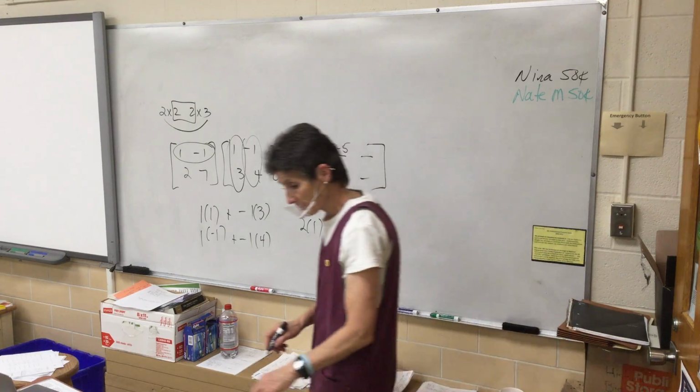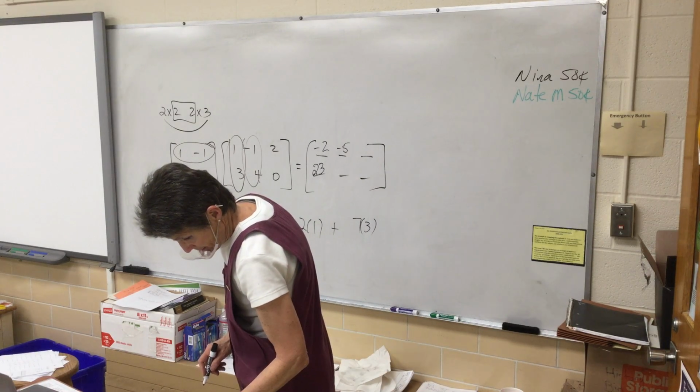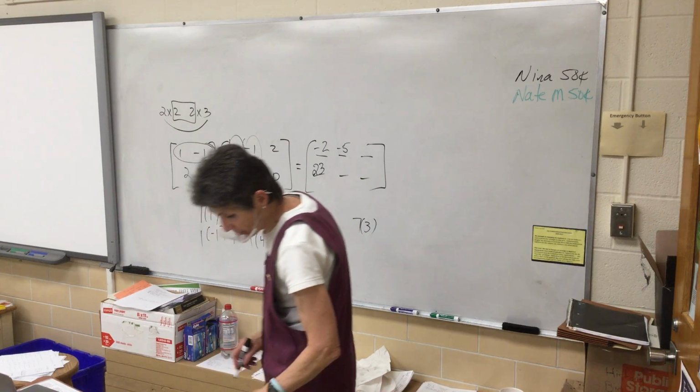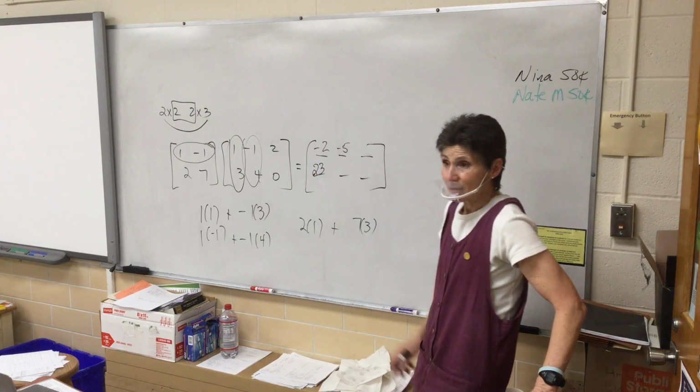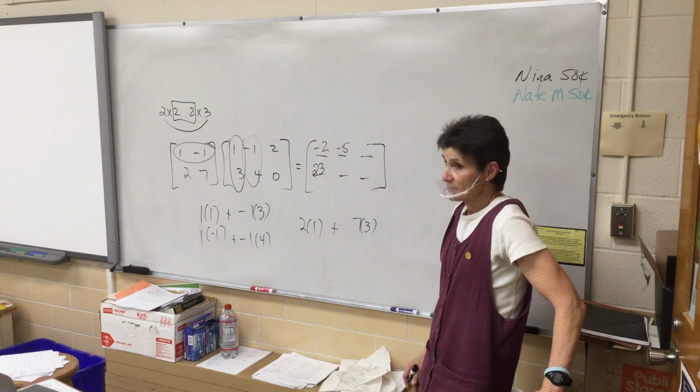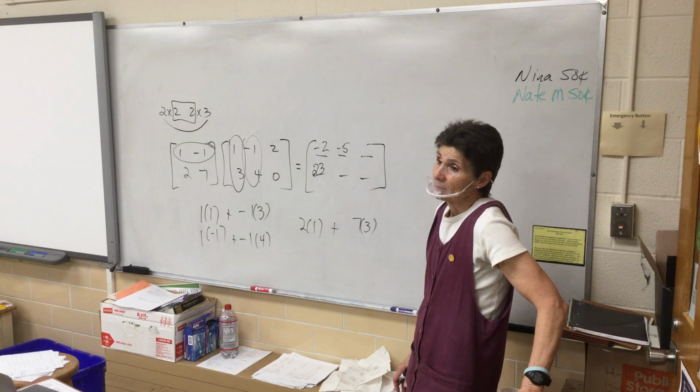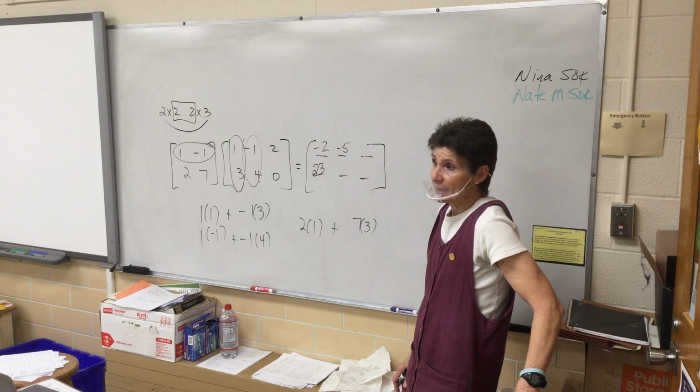David? Question 2 on that page. C minus B, not possible. Because if you're going to add or subtract, they have to have the same dimensions. They can be any size, but they have to match.